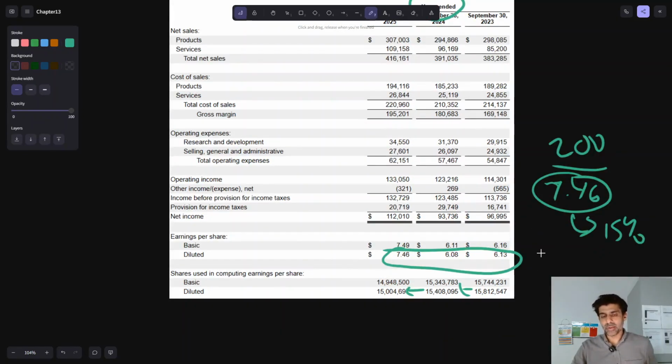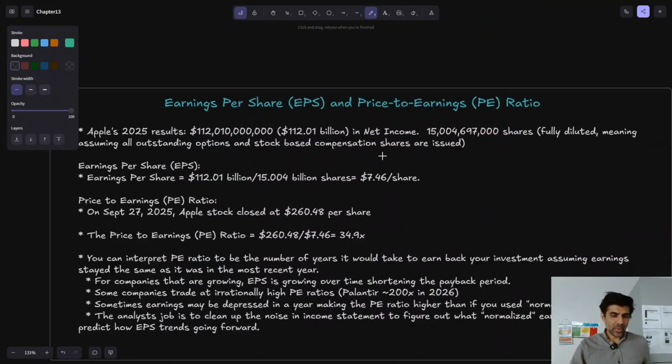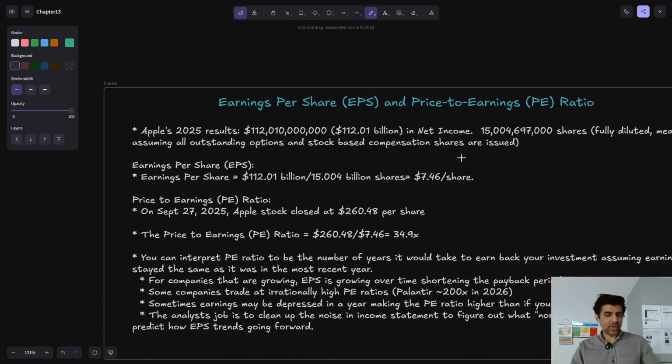Yeah, I mean, well, that's part of it. But really what they're trying to do is maintain this number, because the $200 is based on this. How the stock is priced will be largely influenced by the earnings per share. Okay, so again, the way that this was calculated, it's 112 billion in total net income divided by the total number of shares to get this 7.46. Okay.